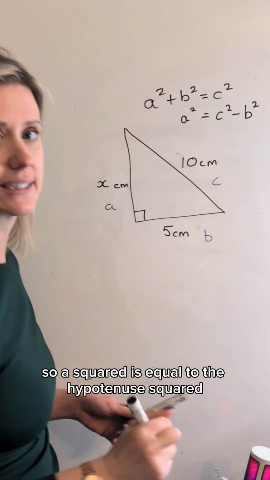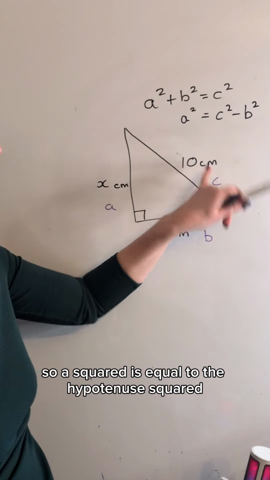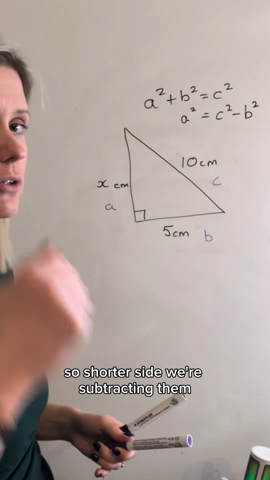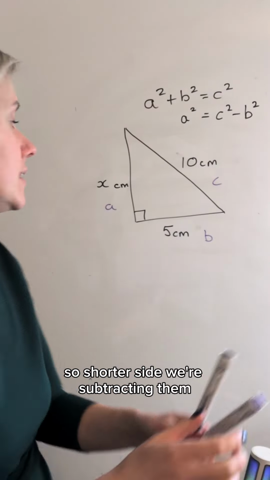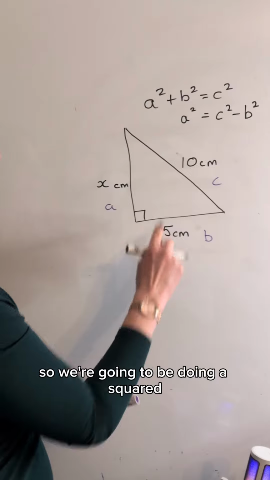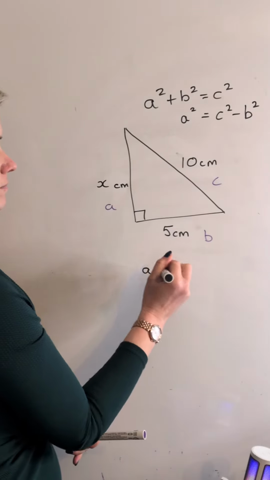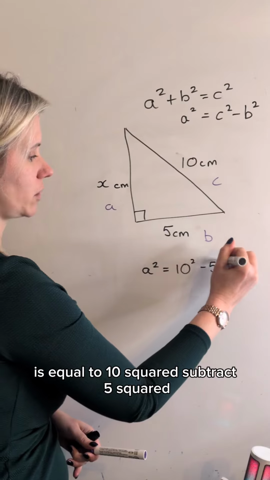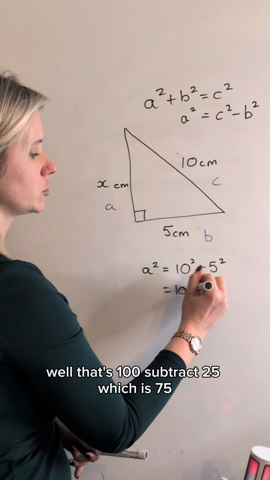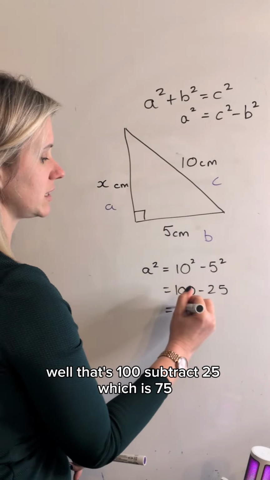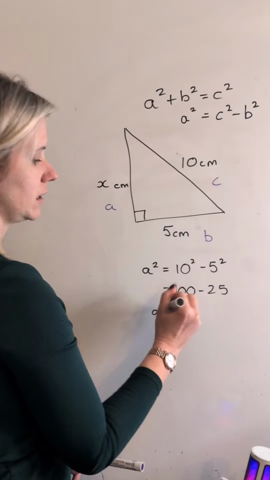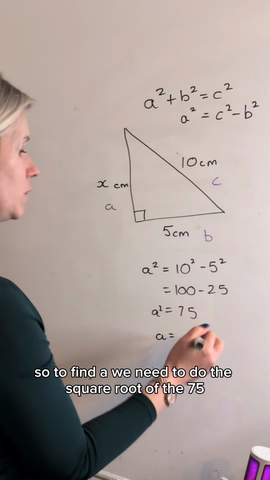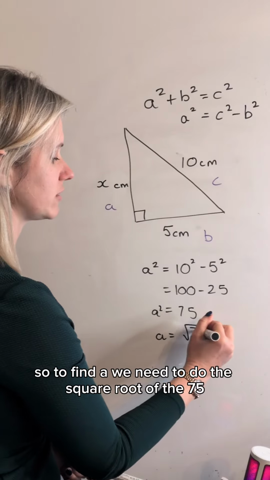So a squared is equal to the hypotenuse squared, subtract the other shorter side squared. So with shorter sides, we're subtracting them. So we're going to be doing a squared is equal to 10 squared, subtract 5 squared. Well, that's 100, subtract 25, which is 75. a squared is equal to 75. So to find a, we need to do the square root of 75.